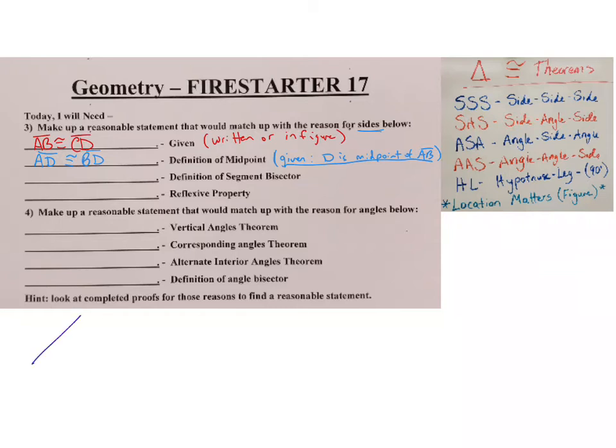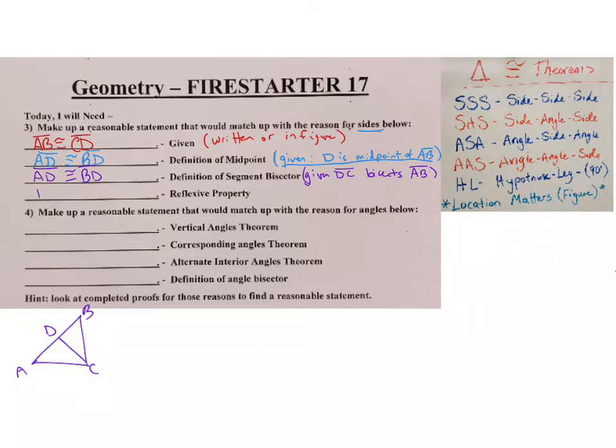Let's make up an example. Maybe it kind of looks like this. So I might have the same thing. I might say AD is congruent to BD, but my given cannot be what was above. My given cannot say midpoint. My given would probably say something like, given DC bisects AB. So your given will influence what's going to be written as your reasoning.